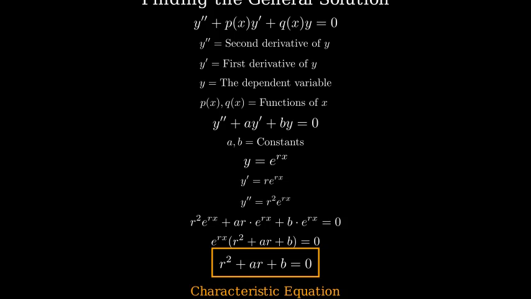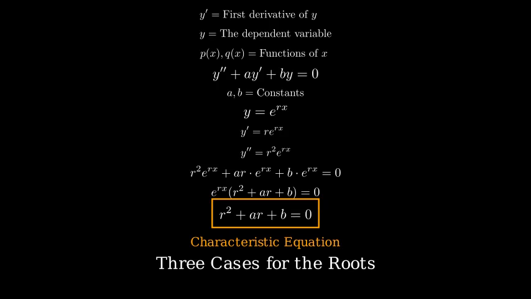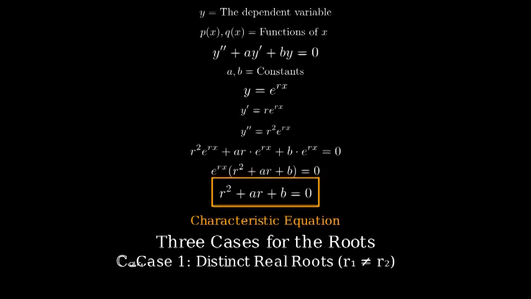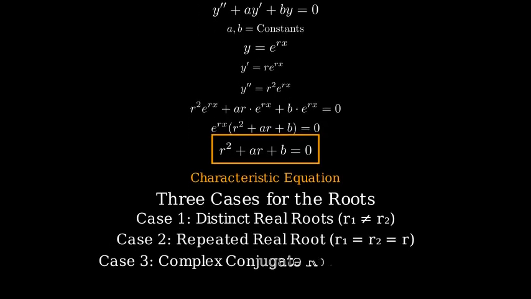Now, there are three possible cases for the roots of this quadratic equation. Case 1, the roots are distinct real numbers. Case 2, the roots are equal, a repeated real root. Case 3, the roots are complex conjugates. Let's examine each case and see what the general solution looks like. Let's start with case 1, where we have distinct real roots.